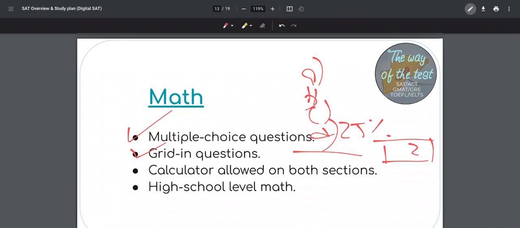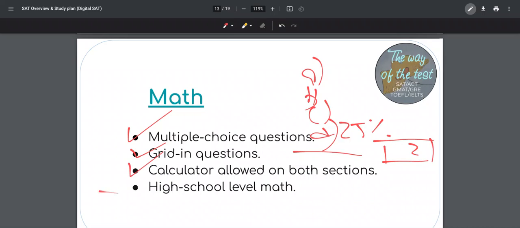Finally, in this new digital SAT, calculators are allowed on both sections. It's not like the old SAT where you have one section with calculator and one section without calculator. A calculator is built into the program in which you're taking your SAT, but you can also bring your own calculator. You should check the specifications for the calculator on the official College Board webpage.